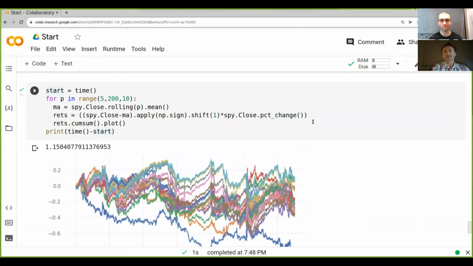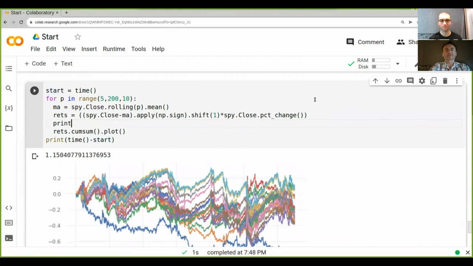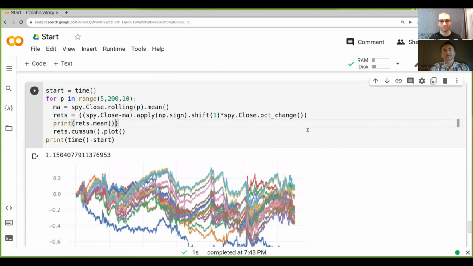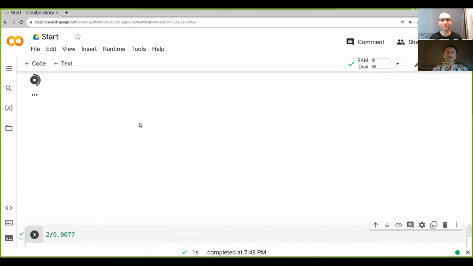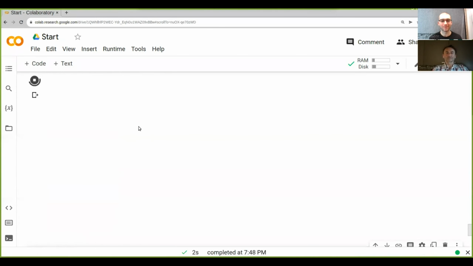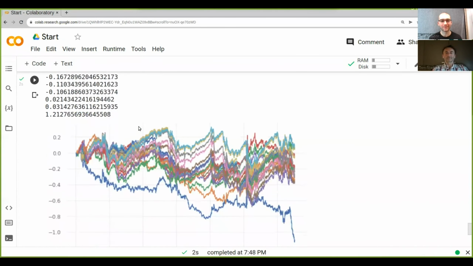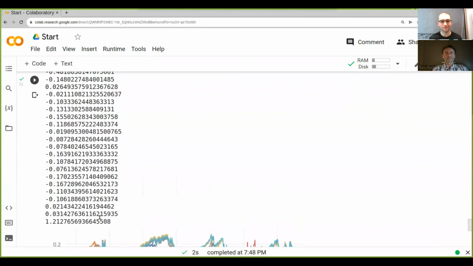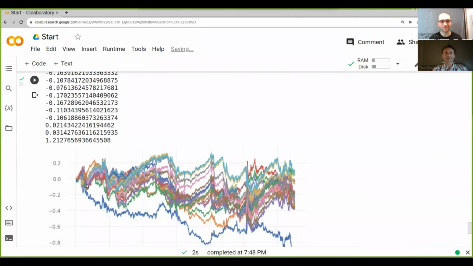Now, what's good is if I do this, I can do something like print, and then I go reds dot mean divided by reds dot std times 16. It's the annualized risk-adjusted return, also called the Sharpe ratio. So I can actually look at the different Sharpe ratios of the strategies. And interestingly, here we've got one with a Sharpe ratio of 1.2, which is surprisingly high.